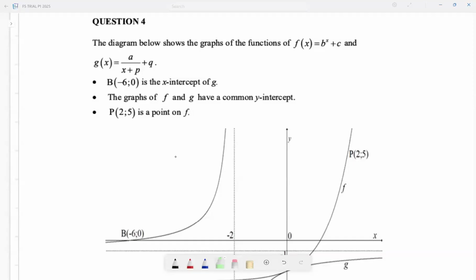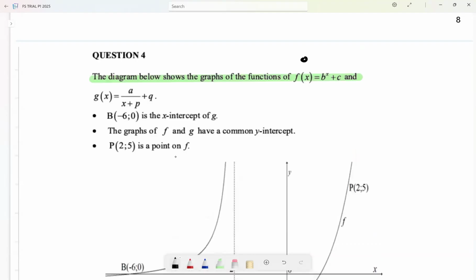Okay, now let's look at question 4. Question 4 says the diagram below shows the graph of the function f of x is equal to b to the power of x plus c. Remember, we know that this kind of function is my exponential function. And g of x is equal to that one.